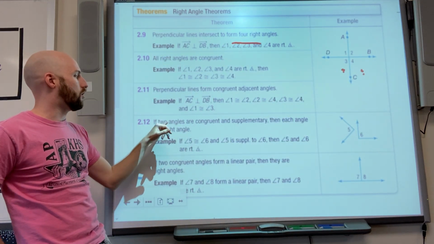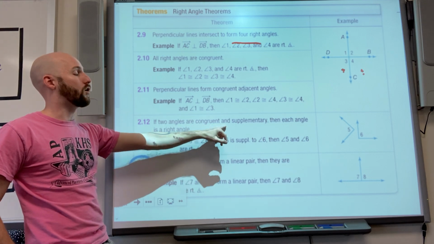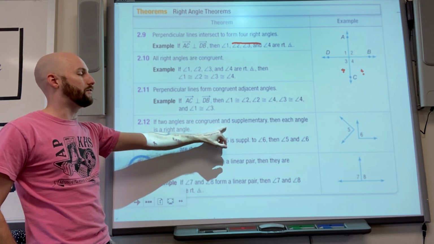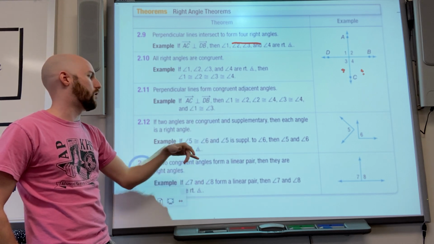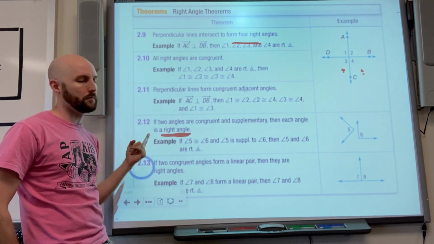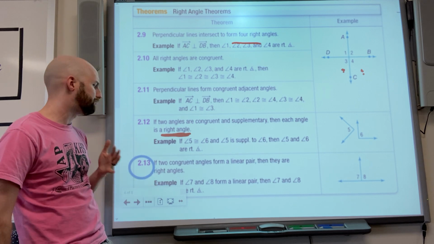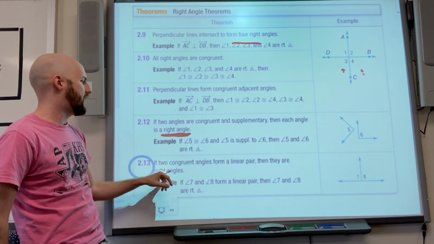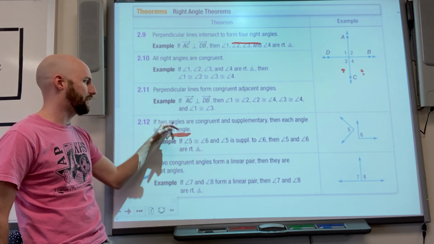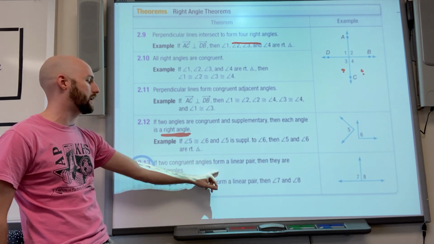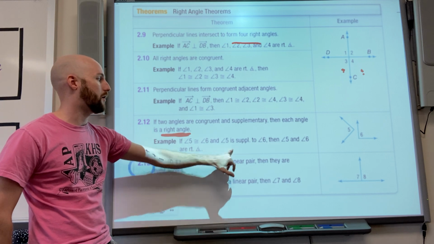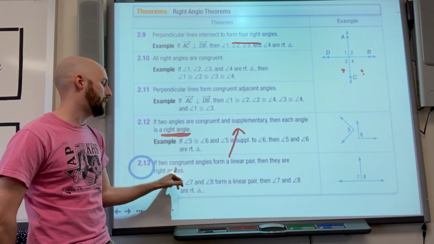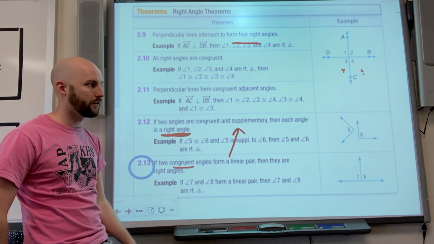If 2 angles are congruent and they're also supplementary, so they add up to 180, but they are also the same as each other, the only thing that's possible is for those to be right angles that are 90 degrees. And lastly, if I have 2 angles that are congruent, it's kind of the opposite of this. If they're congruent and they're making a linear pair, they are right angles. And the idea is that a linear pair means supplementary and they're congruent, so on and so forth.